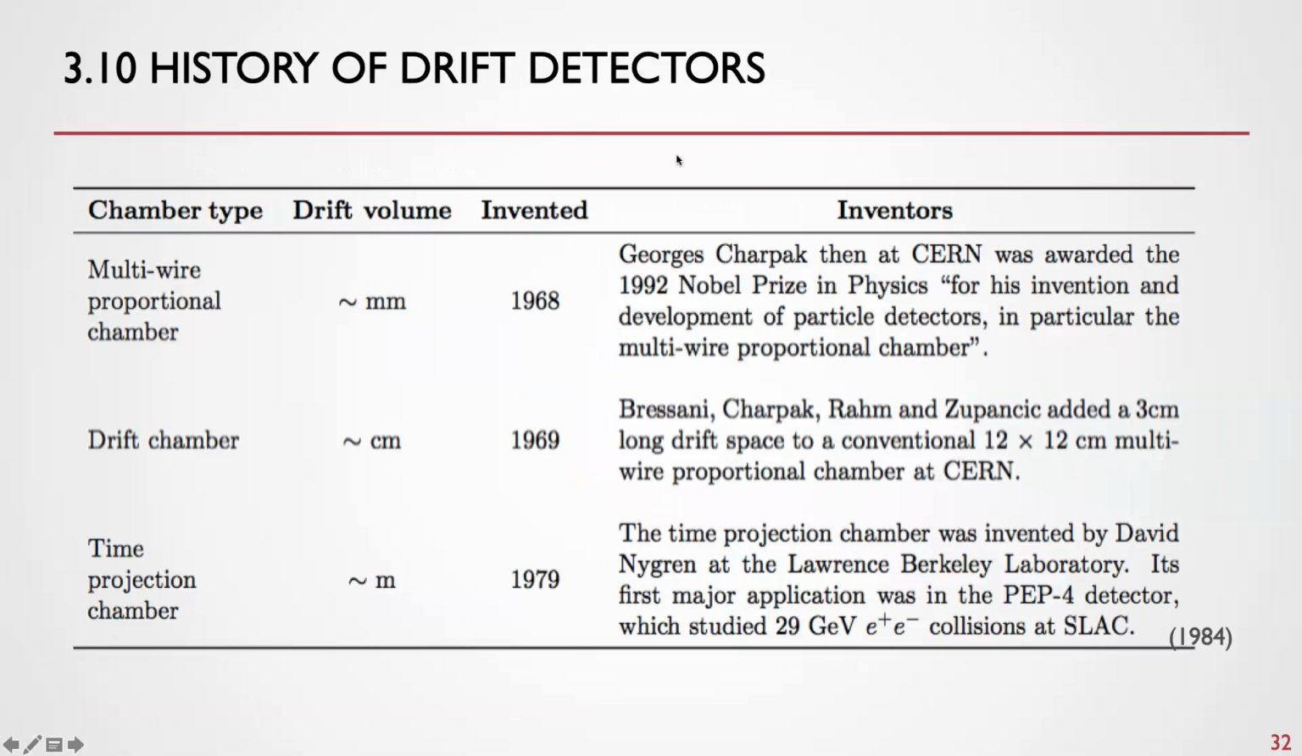In terms of history, to give you an idea when these were invented, the multiwire proportional chambers are from the late 60s with drift volumes in the millimeter range. The drift chambers not long after that separate the amplification region and the drift region. In 1969, Charpak was involved again. And then the time projection chambers with meter-sized drift volumes in the late 70s and 80s.